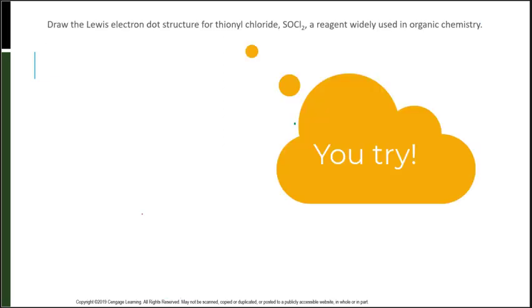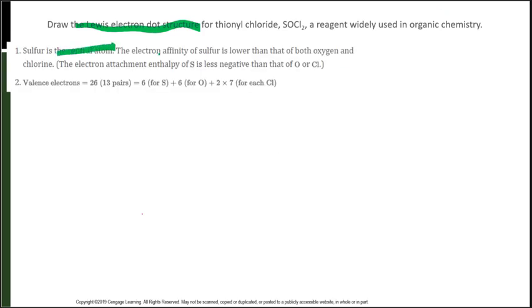Why don't you pause the video here and see if you can draw the electron dot structure for thionyl chloride, SOCl2, which is a reagent used in organic chemistry. Pause the video here and see if you can do that. Sulfur is our central atom. It has the lowest electronegativity. It's further left and down than oxygen and chlorine.